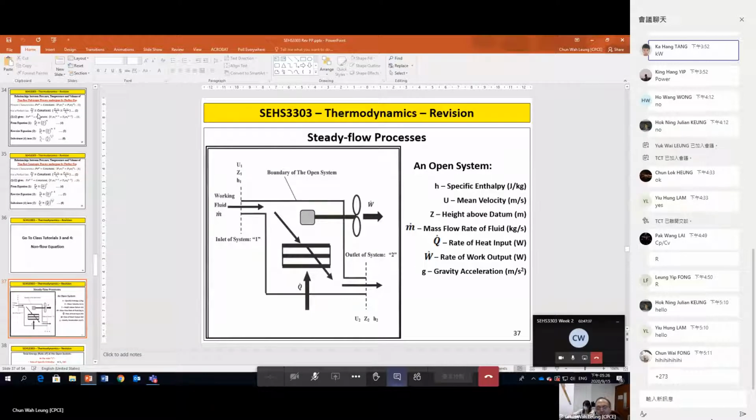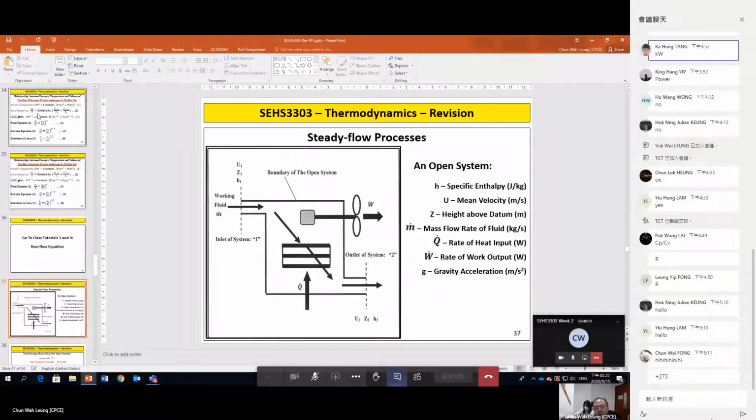What other energies will be involved in this system? Then let us look at the inlet first. At the inlet, assuming that a working fluid mass is now entering into the box, together with its mass, it will bring internal energy in. Fluid always has internal energy.